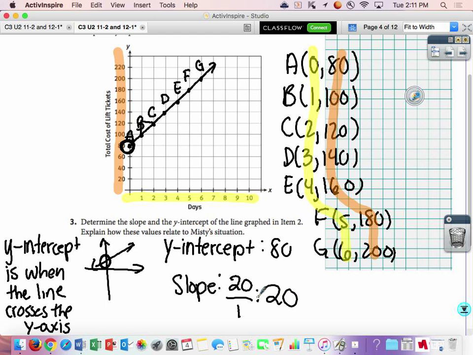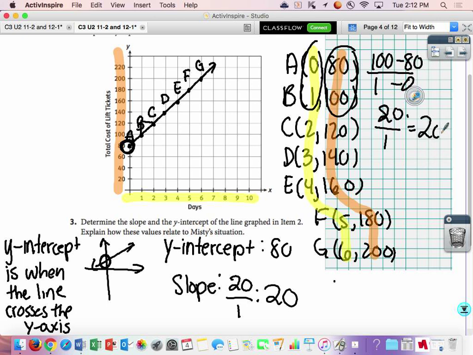Or you can pick your 2 points, and you can say, okay, I'm going to pick this one and this one. 100 minus 80 goes on top. 1 minus 0 goes on bottom. You're left with 20 over 1, okay? So that again simplifies to 20. So your slope is 20.